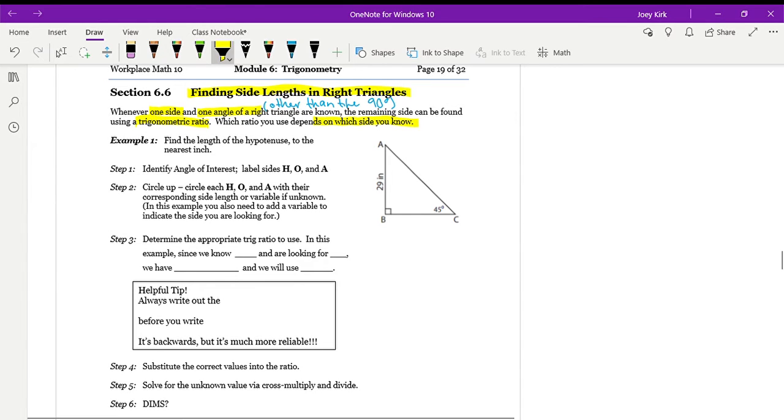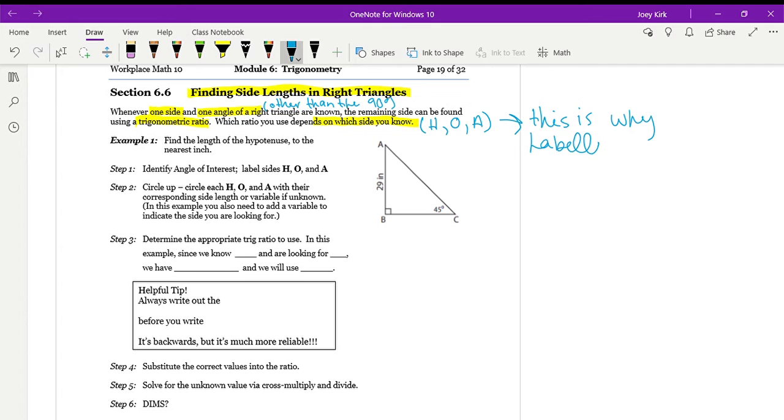And all of this, which side you know, we're talking about when we label the hypotenuse, the opposite, and the adjacent. That's why this is so important. This is why labeling is so important, because it influences whether you use SOH, CAH, or TOA. Okay, so we have steps to do this, and if you follow these steps every single time, you're pretty much guaranteed to get it right. So we'll just walk through these.